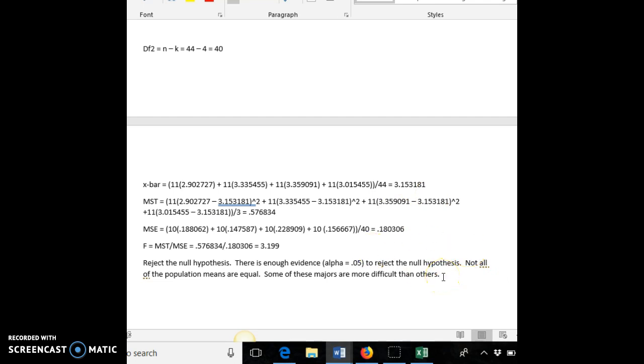All right, now, I just want to state this while we're looking at this problem. This is a lot of computation. So on a test, you can kind of expect that I may give you X bar, I may give you MST and MSE. So all you've got to do is find that critical value up top and then know how to find F, and of course to make the right decision in rejecting the null hypothesis or failing to reject the null hypothesis.